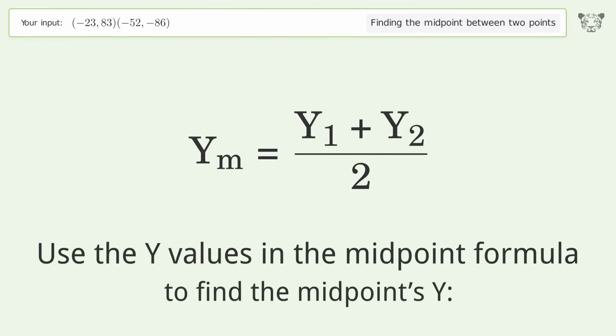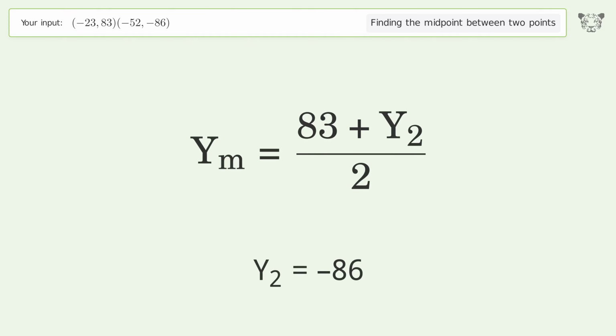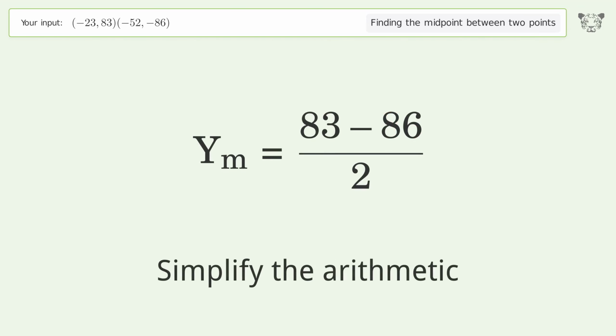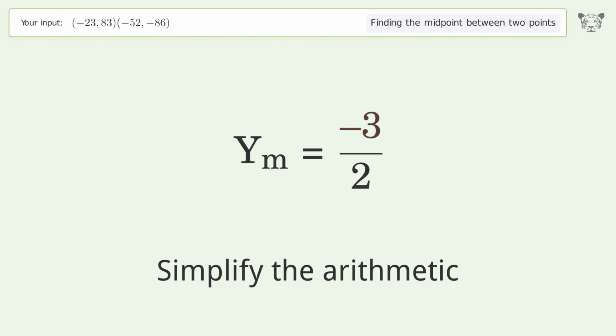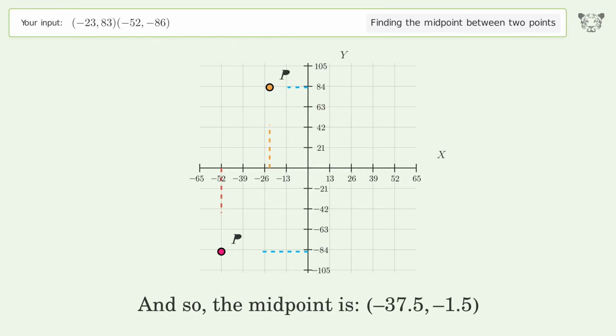Use the y values in the midpoint formula to find the midpoint's y. y1 equals 83. y2 equals -86. Simplify the arithmetic. And so, the midpoint is -37.5, -1.5.